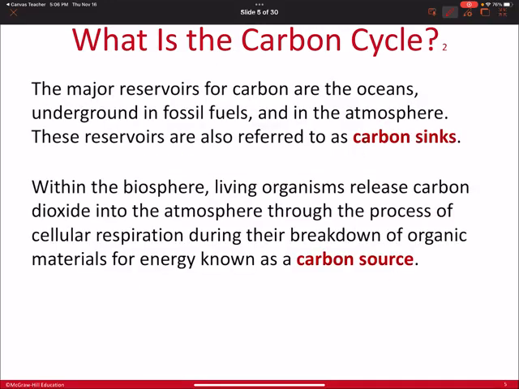So the major reservoirs, which means a large hold of carbon, are the oceans, fossil fuels, and the atmosphere. And these are what we call carbon sinks. This is where carbon goes and stays for a long time. Living organisms release carbon dioxide into the atmosphere through respiration and breakdown of organic materials, and this is called a carbon source. And so these are the things producing carbon, and these are the things storing carbon.